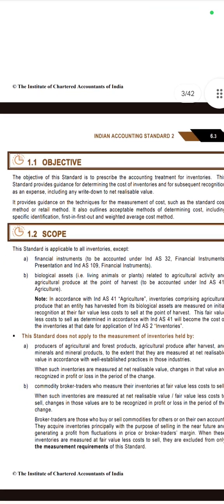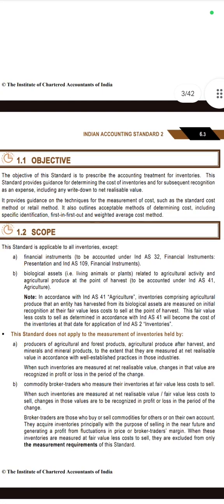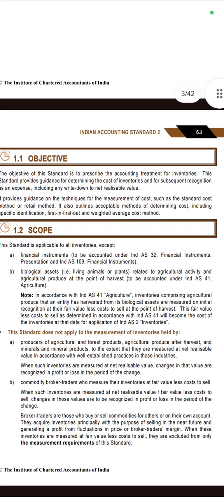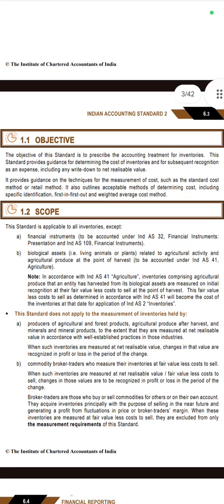When we talk about the objective, here we have to understand the accounting treatment of inventory. We have to understand how the cost is determined and how the subsequent recognition is done, and which method we use, like FIFO, weighted average, or specific identification cost method, or what the measurement of cost is, and what the different techniques are, such as standard cost or the retail method.